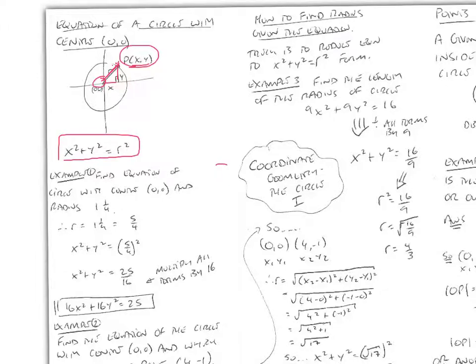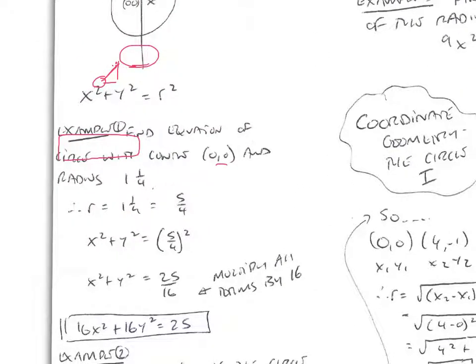Let's look at an example then. Find the equation of a circle with center 0, 0 and radius 1 and 1/4. The first thing we want to do is convert our radius from a mixed number into an improper fraction. So 4 times 1 is 4, plus 1 is 5 over 4. And that is our radius.